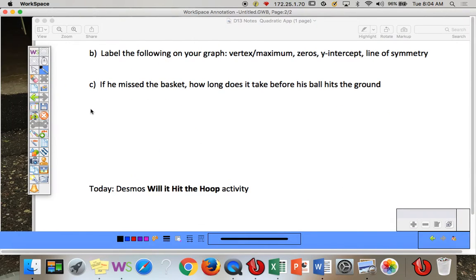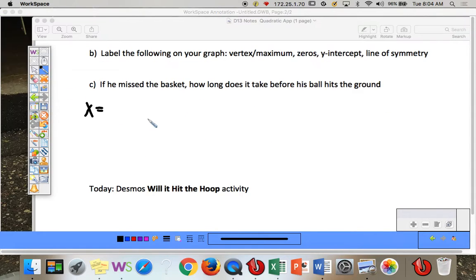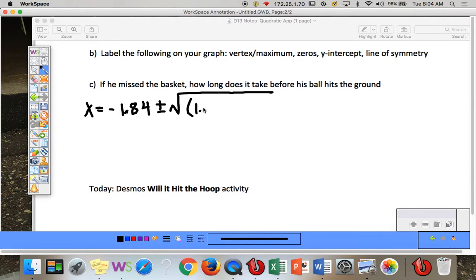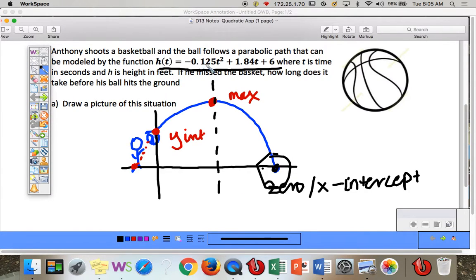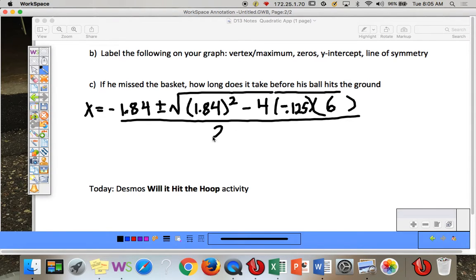All right, so if you use the quadratic formula, we have x equals opposite b. b is 1.84, so negative 1.84, plus or minus the square root of b squared minus 4ac, and a was negative 0.125, times c, and c is the number by itself, 6, all over 2a.